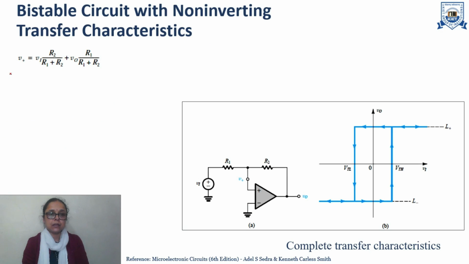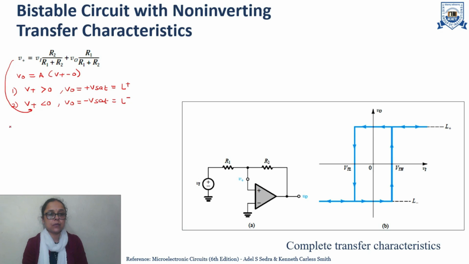Now, to derive another condition for the upper threshold, again we have Vo equal to A times V plus minus 0, and the first condition was that whenever V plus is greater than 0, the output is plus Vsat, or it can be written as L plus also. And the second condition, when V plus is less than 0, the output is minus Vsat, and it can be written as L minus. To get the condition for the upper threshold, we will put this V plus in this equation.